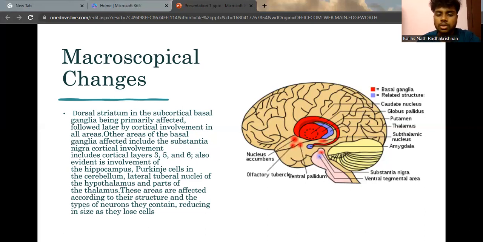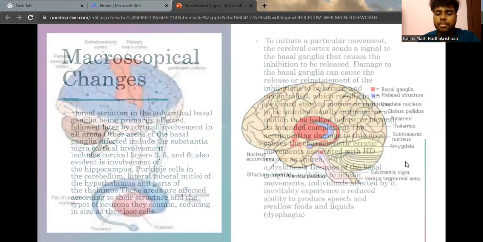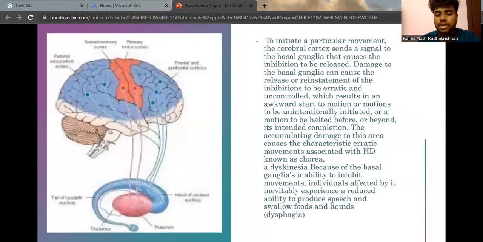Huntington disease also causes an abnormal increase in astrocytes and also activation of the microglia. I hope you know about microglia. They are immune cells of the brain. And the basal ganglia also play an important role in the movement and behavior control.